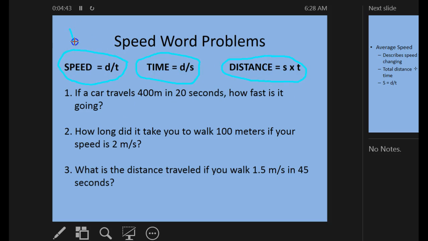If you want to solve for speed, use that one. If they ask you how long did it take, time. And if they ask you how far did they go, distance. All right, so let's do these three practice problems together. Make sure you have them worked out in your notes. If a car travels 400 meters, that's our distance, in 20 seconds, that's our time, how fast? So we're looking for speed.